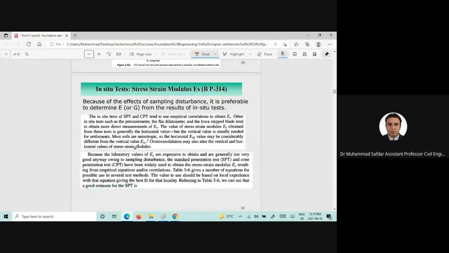Now, because of the effects of sample disturbance, it is preferable to determine E, or we can also determine G, which is the shear modulus, which is also used in foundation designs. Now, what are the field tests which are used to find out the E? We can perform the standard penetration test or cone penetration test. They are widely used, but there are other tests as well, which will be explained in a few minutes.